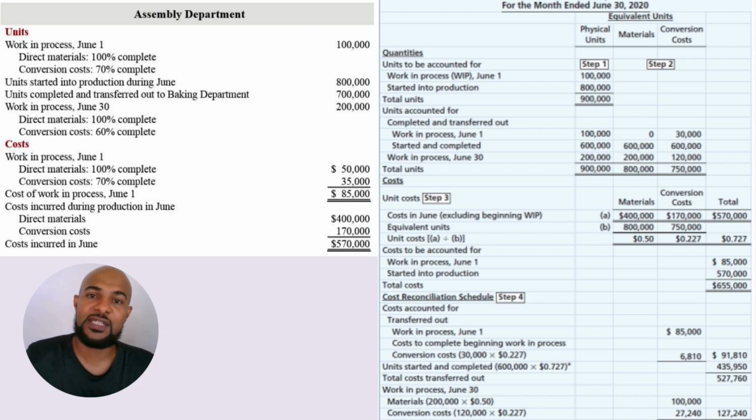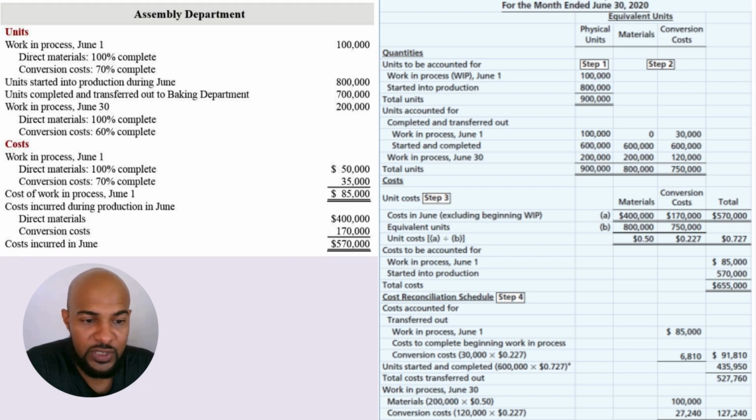Now for the materials, I'm going to divide that 400,000 by my 800,000 equivalent units to give me 50 cents per unit. And for my conversion cost, I am taking $170,000, which was the conversion cost incurred during production in June, and I'm dividing that by the 750,000 equivalent units. That's going to give me 0.227. We add these two together to get our total costs, and then we go on to our next section, which is our cost to be accounted for.